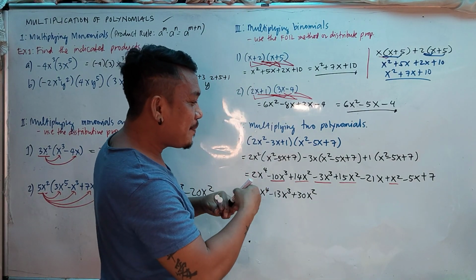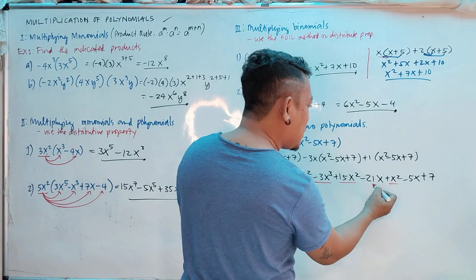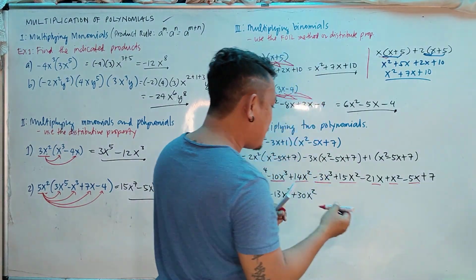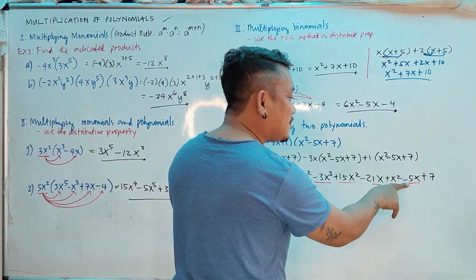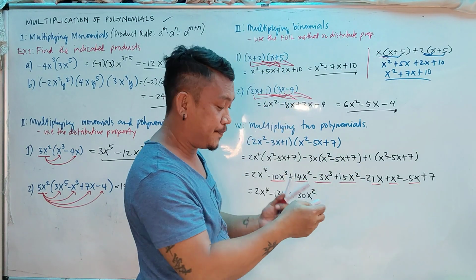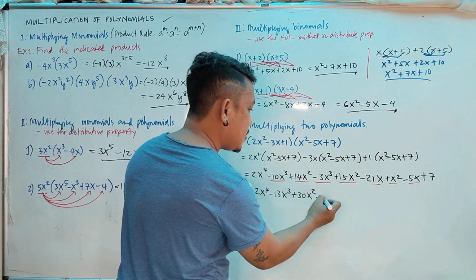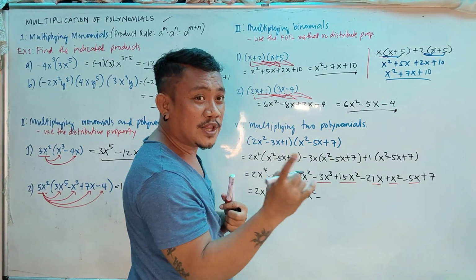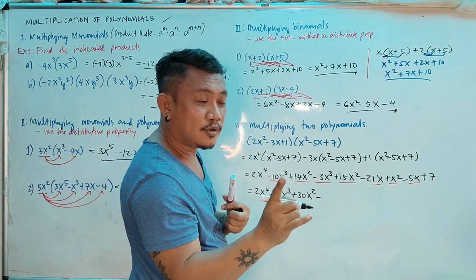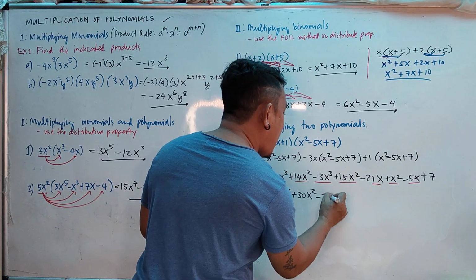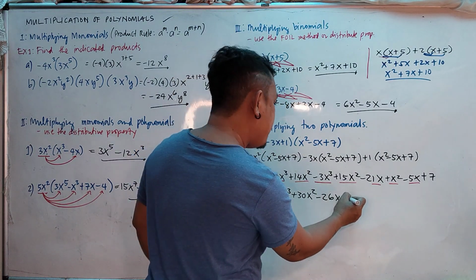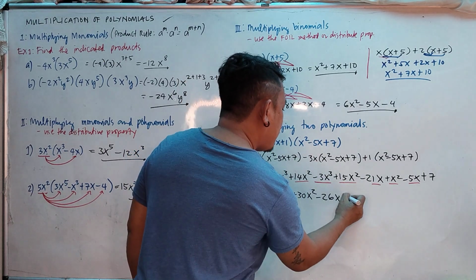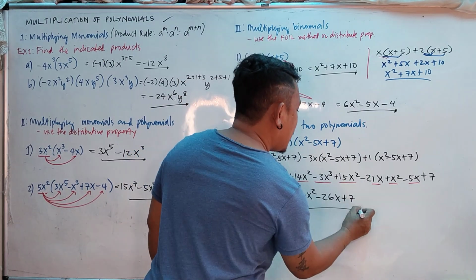Okay. Next, look for the terms that can be combined, which are negative 21x and negative 5x. They can be combined. So, negative 21 minus 5. What is 21 plus 5? 26. Very good, Irene. You just copy x. Then, the number plus 7. That's it.